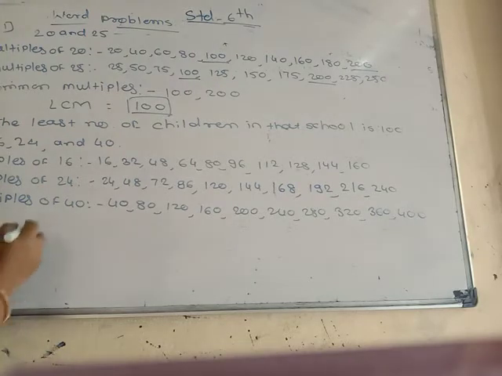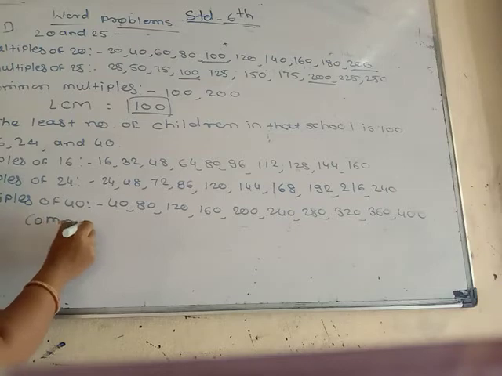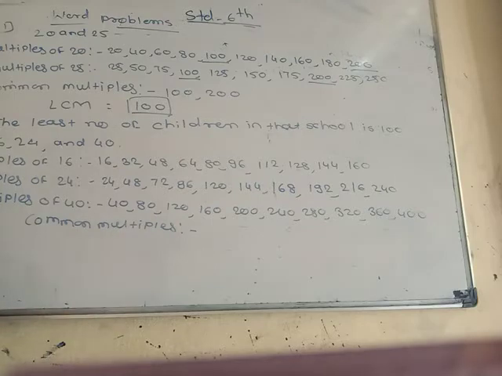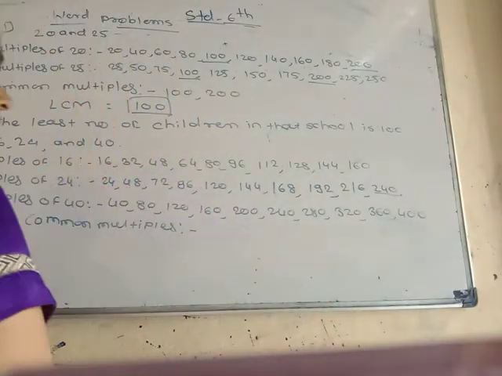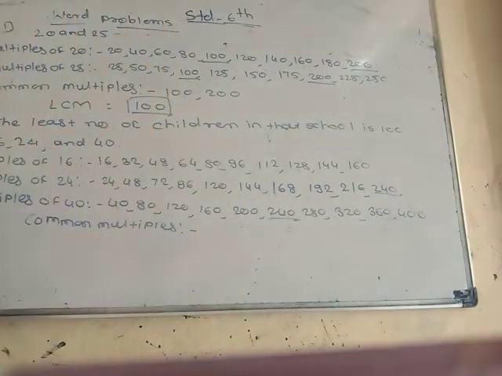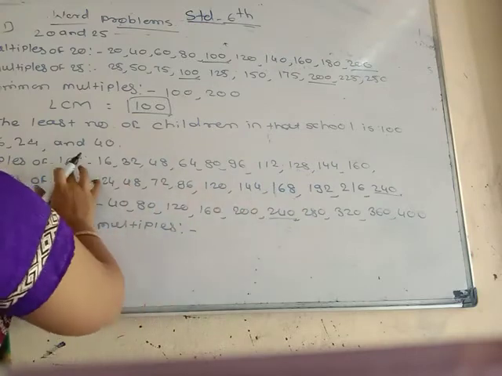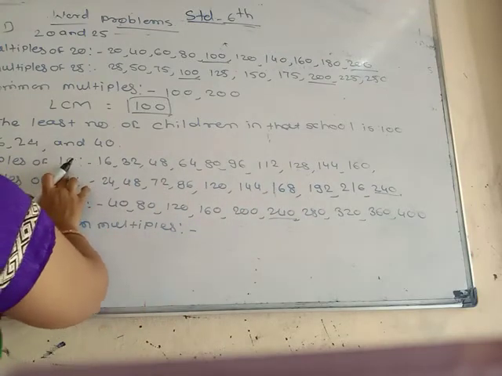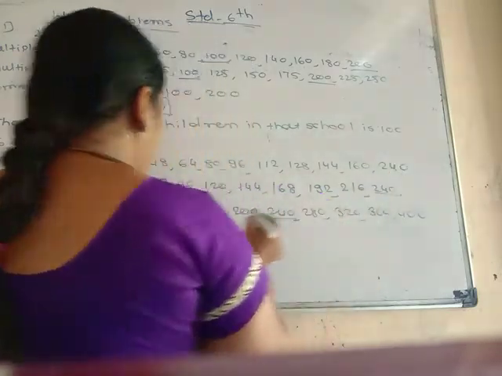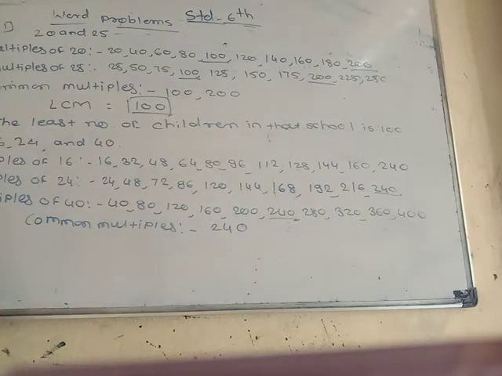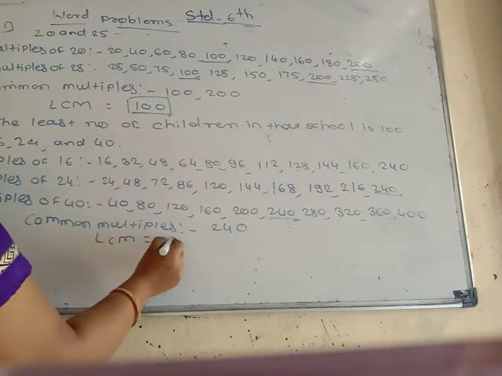Then common multiples, see, of these three numbers 16, 24 and 40. See here, 240 is there, here also 240 is there, and in the 16 table also 240. Then you write here 240. This number 240 is divisible by 16 completely. Then you take this common multiple 240, and this LCM is equal to 240.